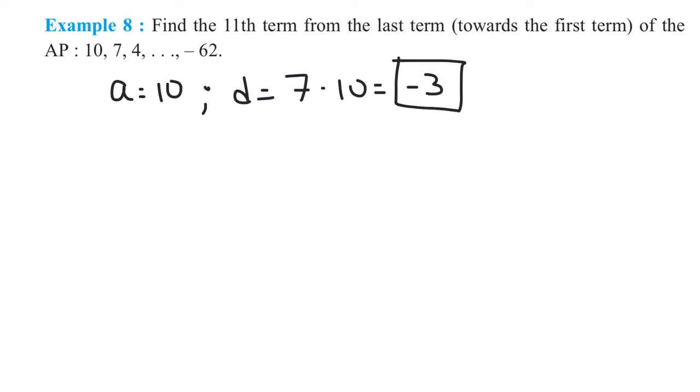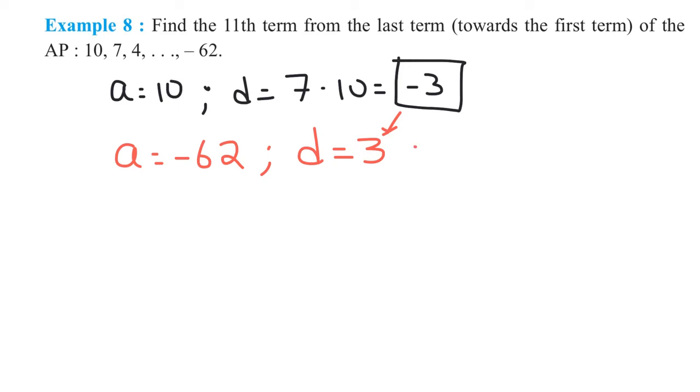We have to find the 11th term from the last. So let's do one thing. Since we have to find the 11th term from the last, but we are used to solving problems from the first, we will reverse the list. In the reversed list, the first term will become negative 62. And when we are going backwards, the common difference will become 3 instead of minus 3.